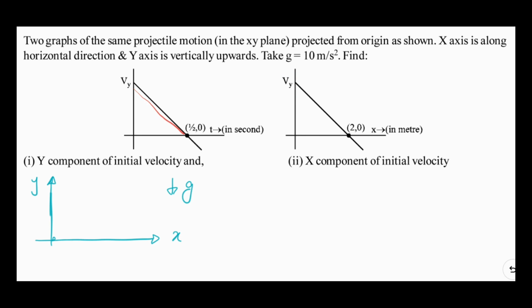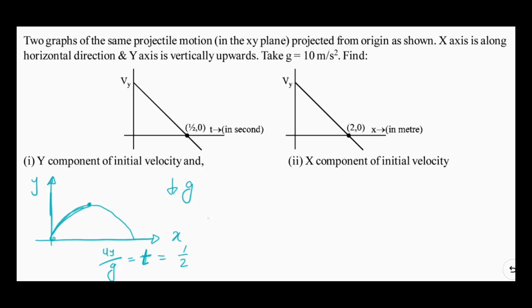In this Vy versus t graph, Vy is becoming 0 at half second, and in projectile motion when Vy is 0, the particle is at the highest point of its trajectory. The time it requires to move up to this point is given by uy by g. That time is known to us as half second from the graph, and g is known to us as 10.